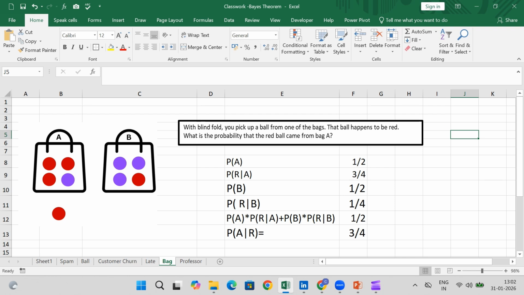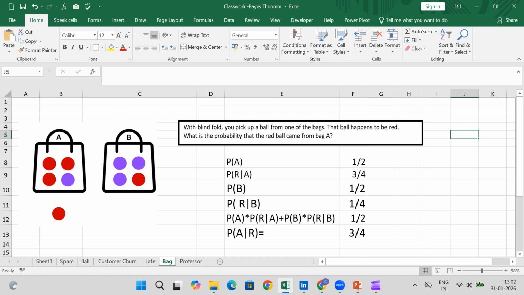The ball happens to be red. What is the probability that the red ball came from bag A? The pictorial is shown here. A has got 3 red, 1 blue. B has got 3 blue, 1 red. So P of A and P of B are both 1 by 2, because we are picking up either bag A or bag B randomly.